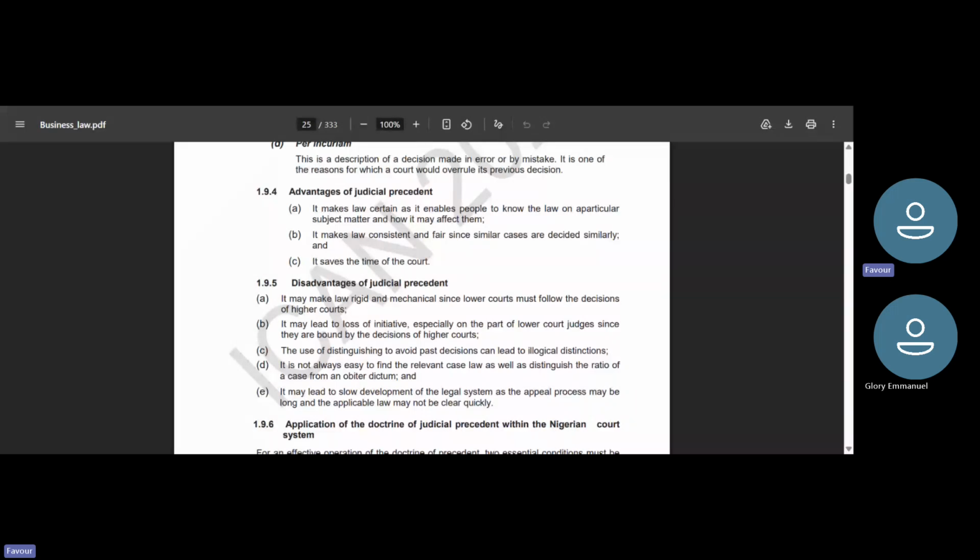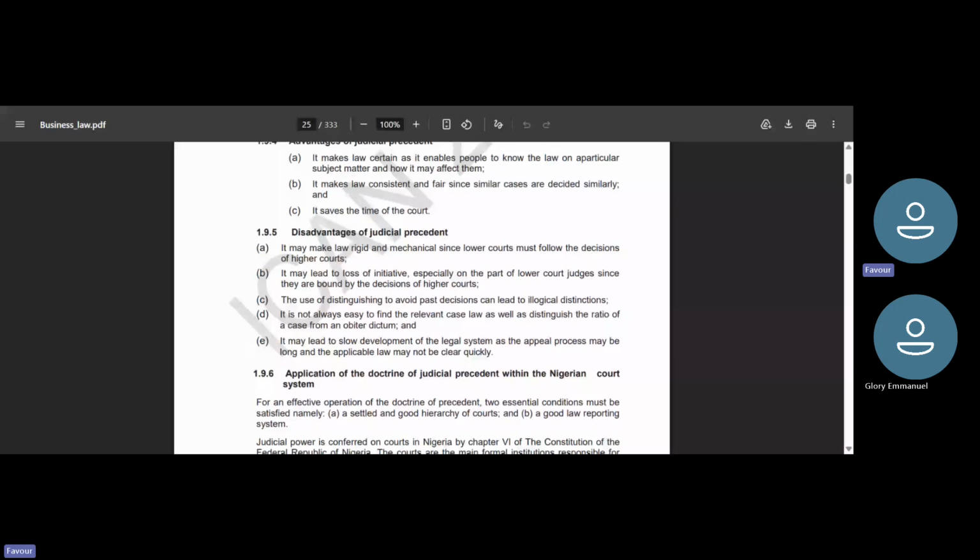So the disadvantages of the judicial precedent. It makes law rigid and mechanical, since the lower court must follow the decision of the higher court. So the lower courts are bound, remember, binding precedent, by the decision of the higher court. So they cannot change what has been decided on. So it's very rigid. It leads to loss of initiative, especially on the lower court judges. So they are just bound by the decision of the higher court. So they don't have initiative. Anything the high court says, okay, that's what we're going to apply.